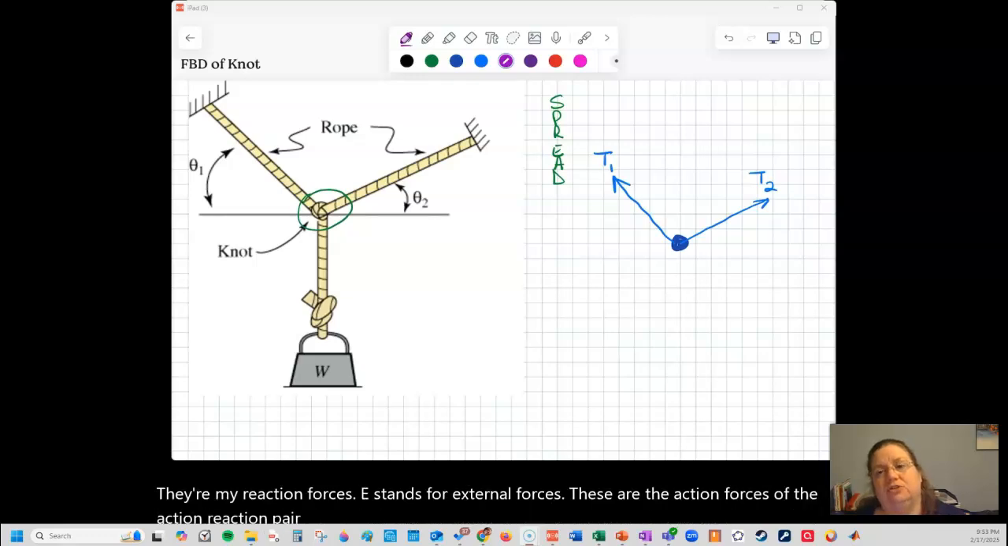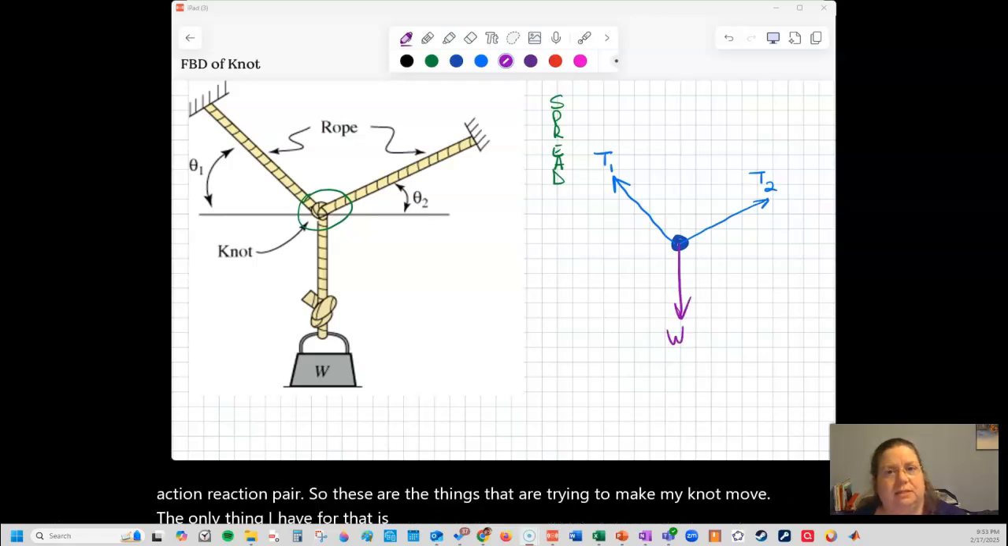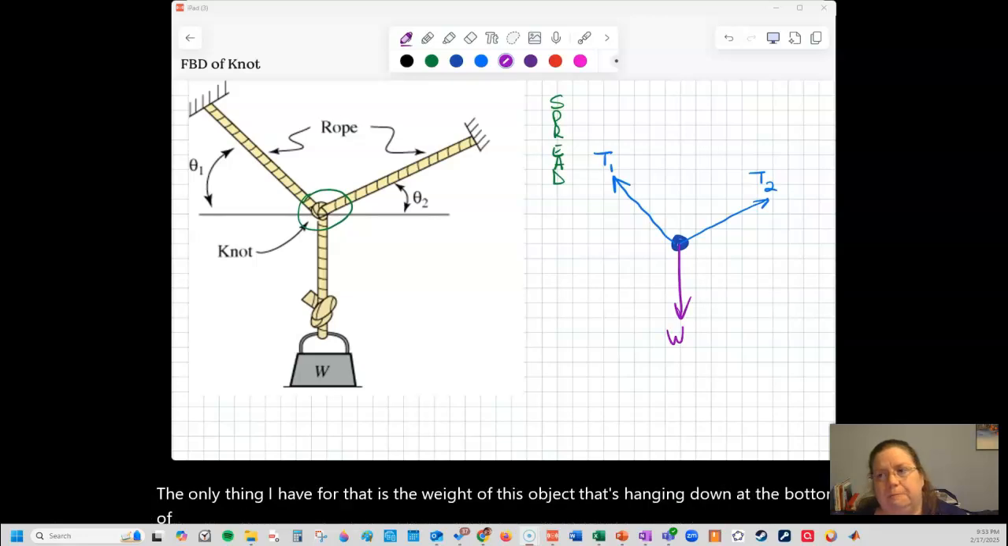So these are the things that are trying to make my knot move. The only thing I have for that is the weight of this object that's hanging down at the bottom of my rope. So that's it. Those are my external forces.